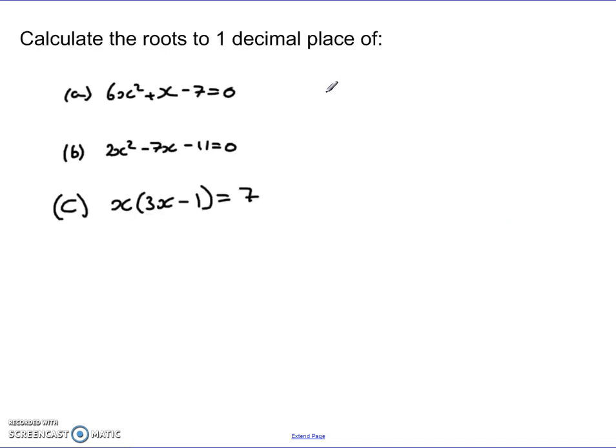So calculate the roots to 1 decimal place of the following 3 functions. The first one was 6x squared plus x minus 7 equals 0. B was 2x squared minus 7x minus 11 equals 0. And C was x bracket 3x minus 1 equals 7. So let's have a look at the 3 of these.